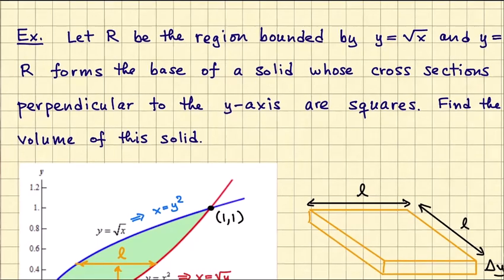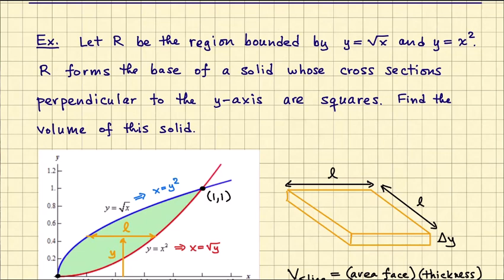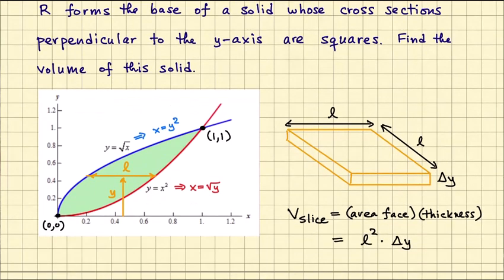Let R be the region bounded by y equals the square root of x and y equals x squared. R forms the base of a solid whose cross sections perpendicular to the y-axis are squares. Let's find the volume of this solid. So this is an example that's recycled, or a region that's recycled from our last section, where the top curve was y equals the square root of x, the bottom curve is y equals x squared.